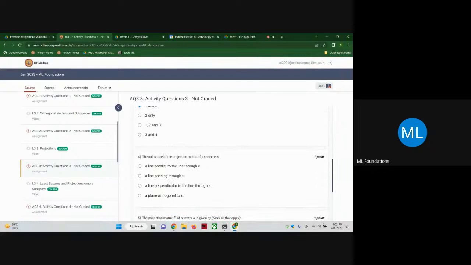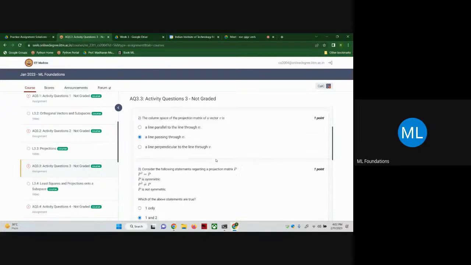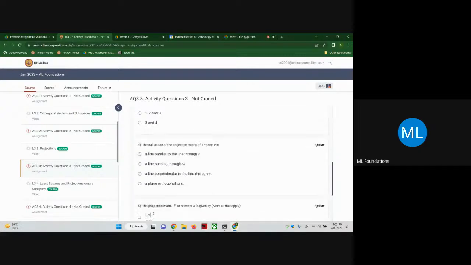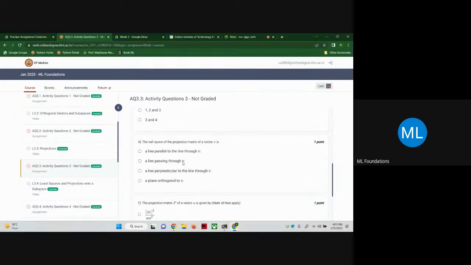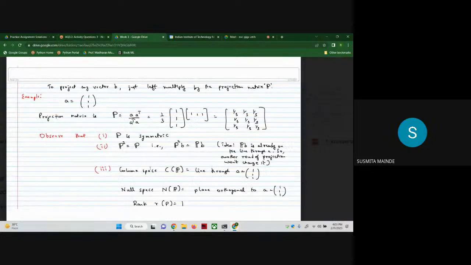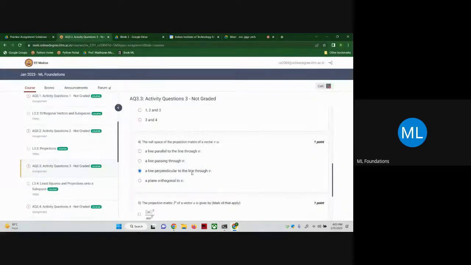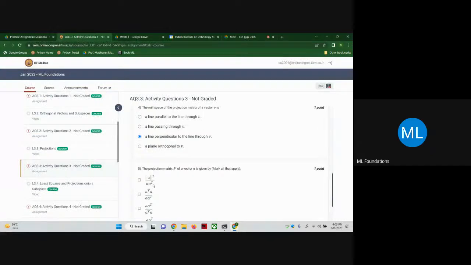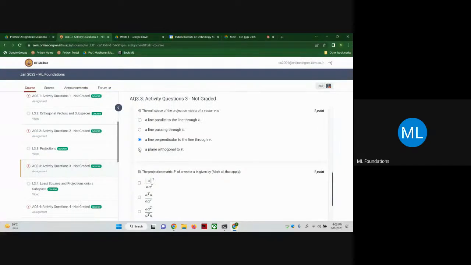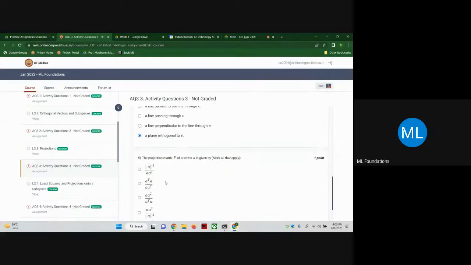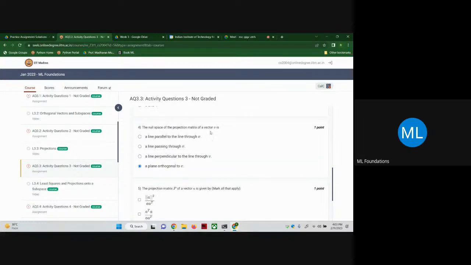The null space of the projection matrix of b: if the column space is a line passing through b, then the null space will be a line perpendicular to the line through b. Yes, so these two were discussed here. A plane orthogonal to 1, 1, 1, or in other words, perpendicular to the line through b. Sorry, it's not a line, it's a plane. It's a plane orthogonal to b. It's not just a line, so it will be a plane.